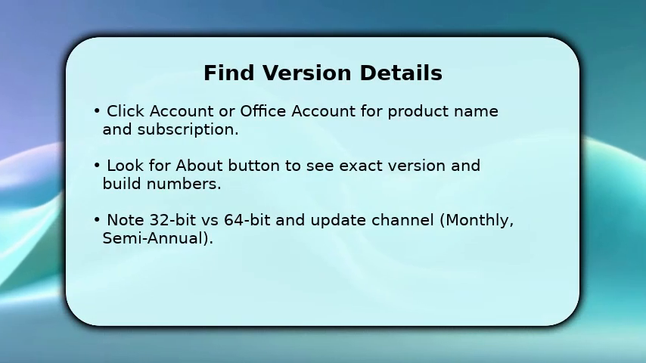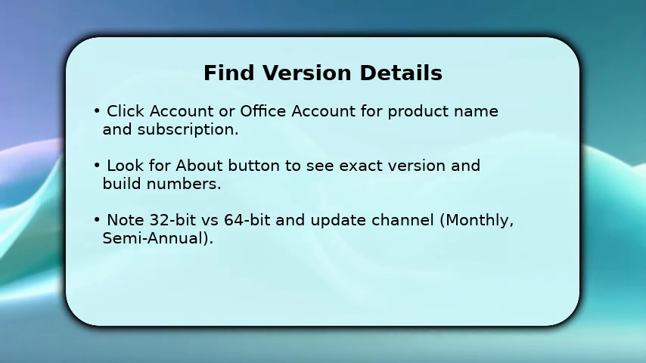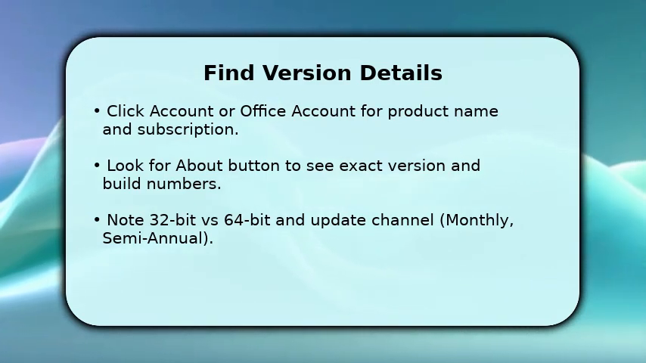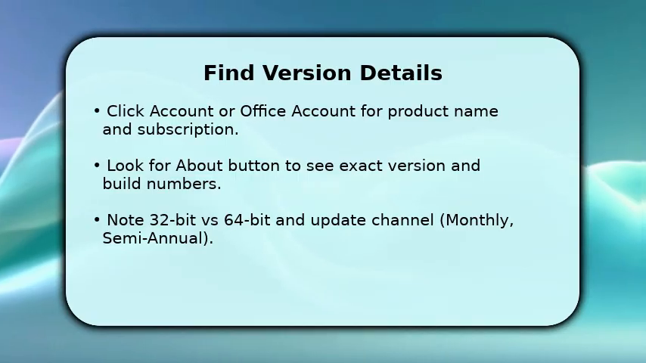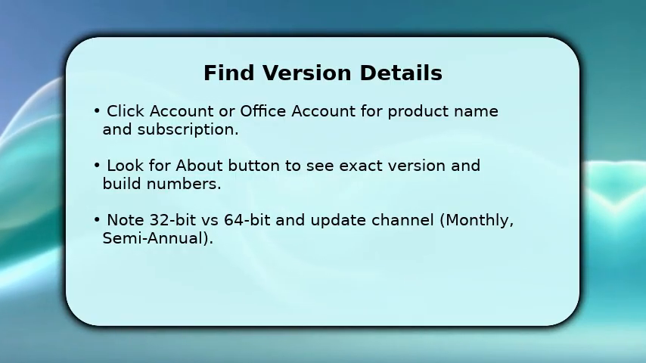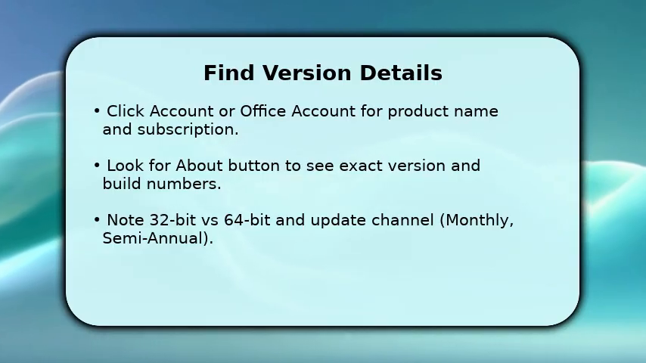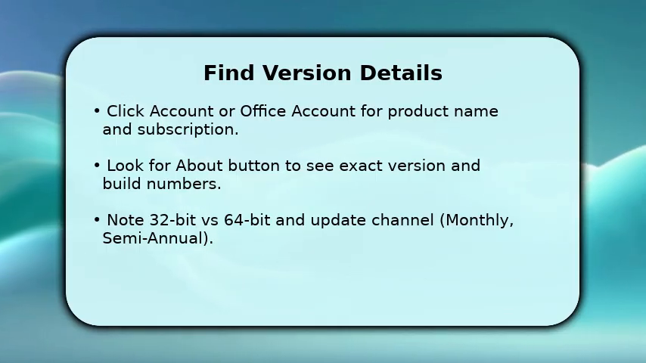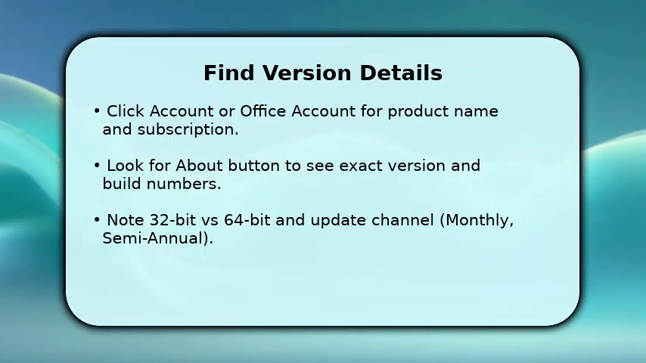Once you're in Account, look at Product Information on the right. It lists the product name and subscription type, so you know if it's Microsoft 365 or Office 2021. Next, click About or About App Name to open a dialog showing the exact version and build numbers, plus whether the install is 32-bit or 64-bit.